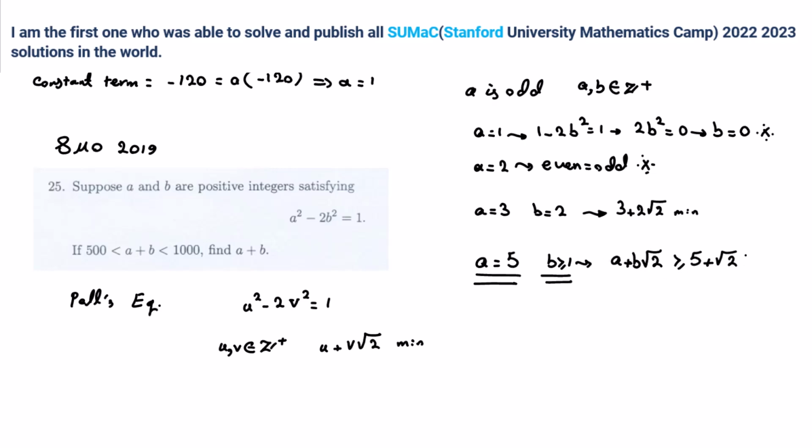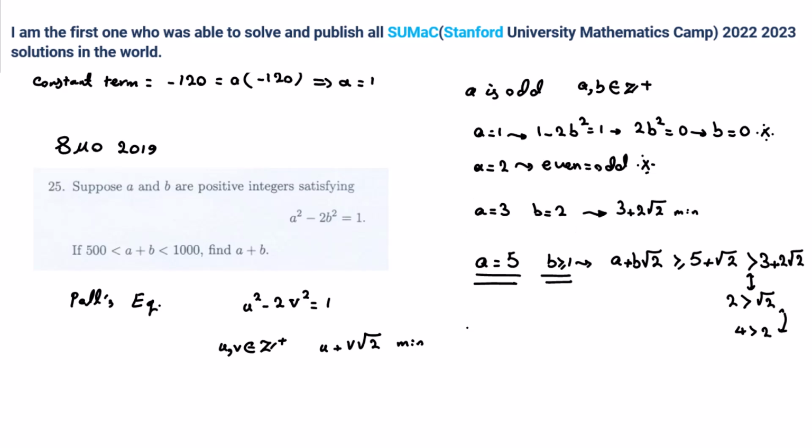Yeah. So do you agree 5 plus root 2 is strictly greater than 3 plus 2 root 2? Yeah. Why? Because if you subtract from both sides, then it says 2 is greater than root 2. Yes, because 2 is greater than root 2, and it is equivalent to 4 is greater than 2 if you raise to the power, right? Yeah. Okay, so we proved that, and if a is 7 or 9, we can use the same approach, right? Yeah.